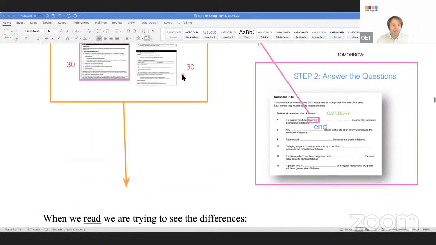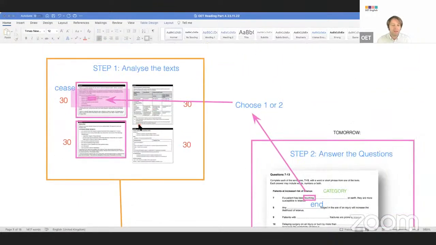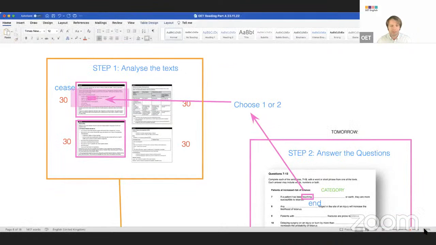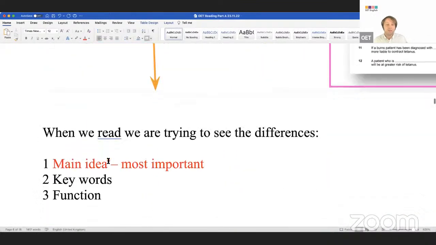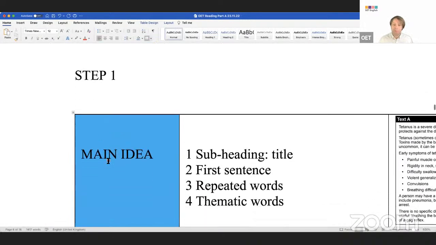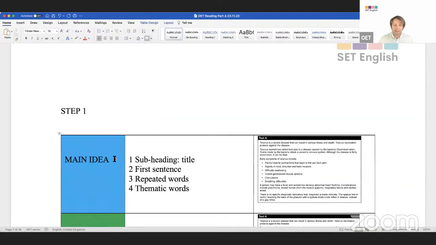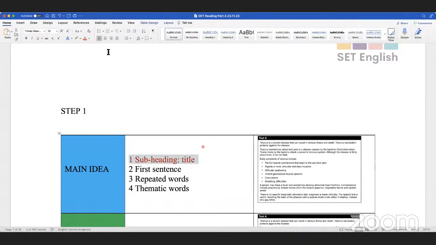Just to give you guys an example, do we have headings here? I know this is very small, but can you see any headings? Here's a heading. Here's a heading. I know it's very small, but you can see the heading, okay? So usually the heading is the best way to give you the main idea. Why? Easy, right? It's easy to find. That is the main idea.